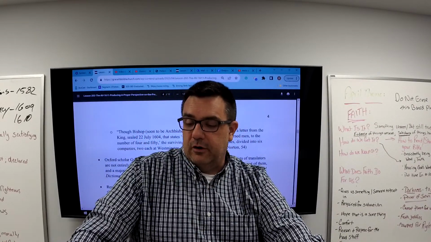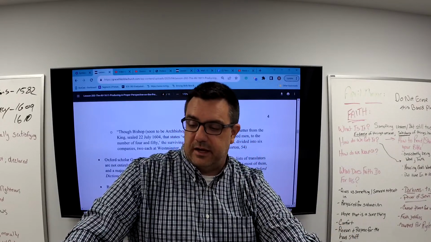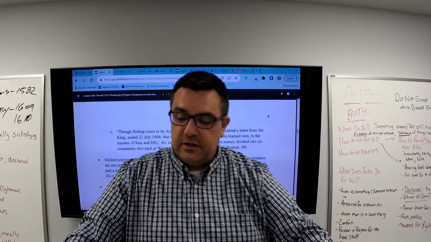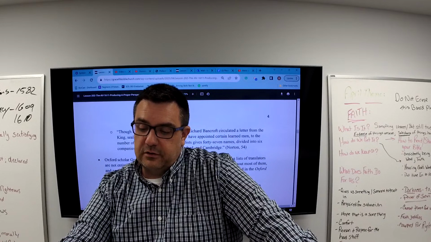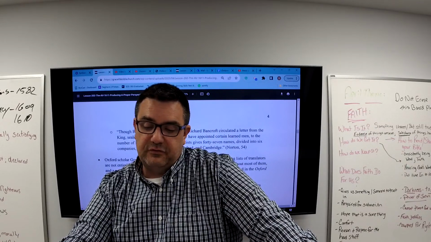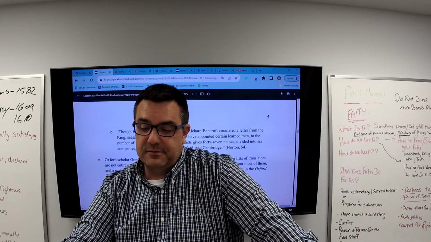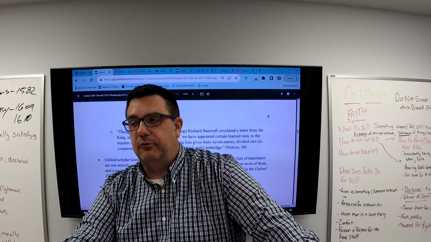Quoting from David Norton, though Bishop, soon to be Archbishop Richard Bancroft circulated a letter from the king, sealed the 22nd of July, 1604, that states, "We have appointed certain learned men to the number of 54. The surviving list gives 47 names, divided into 6 companies, 2 each at Westminster, Oxford, and Cambridge."